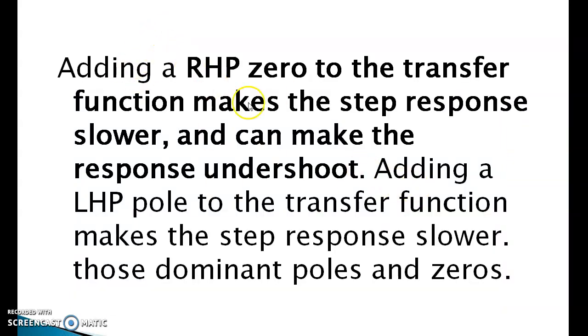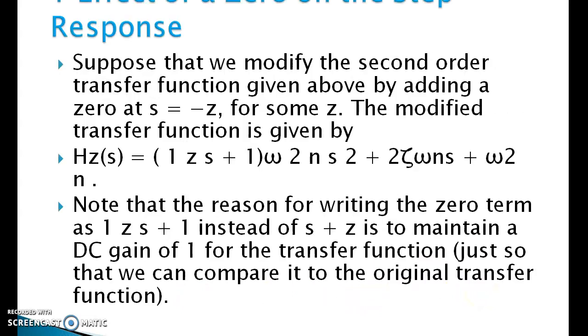Adding a zero in the right half of the plane to the transfer function makes the step response slower and can make the response undershoot. Adding a left half plane pole to the transfer function makes the step response slower. Those are dominant poles and zeros. First one is the effect of a zero on the step response.